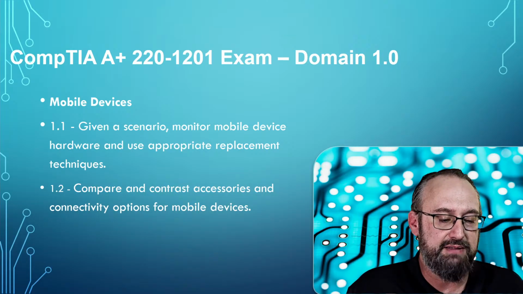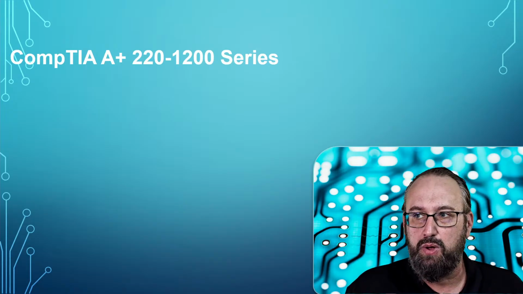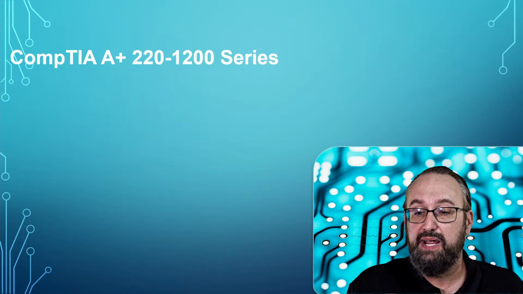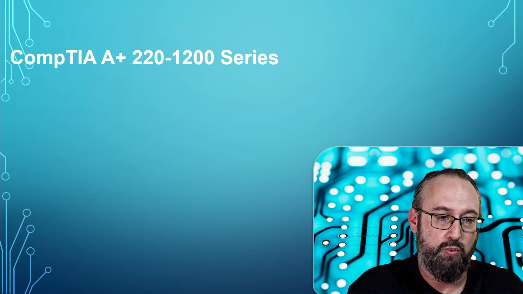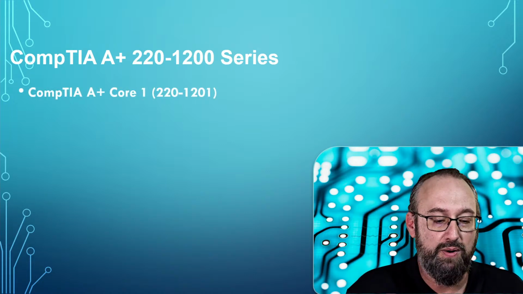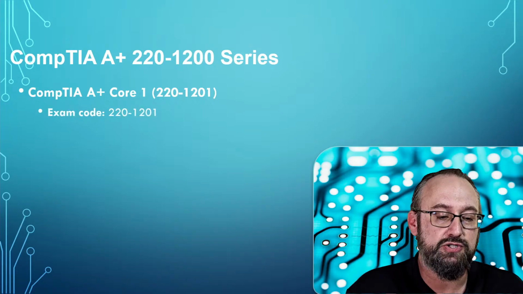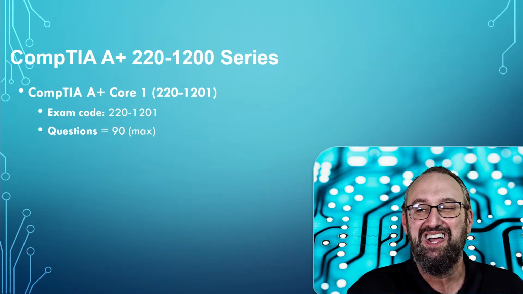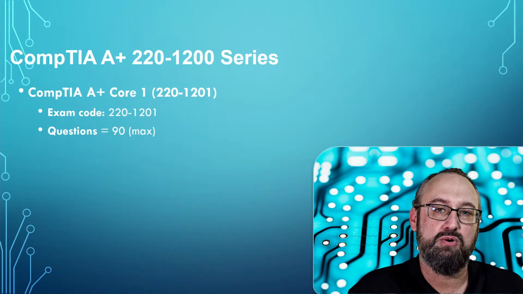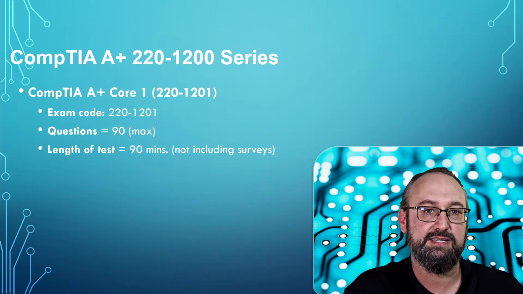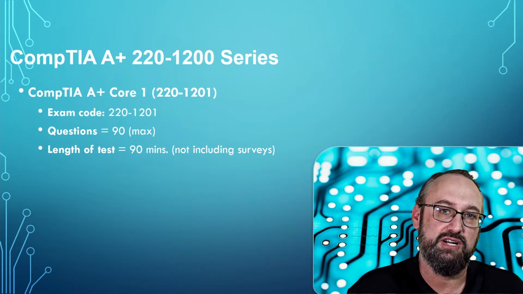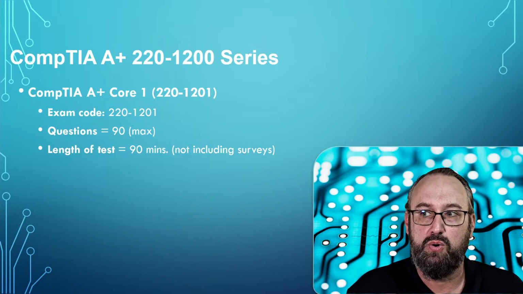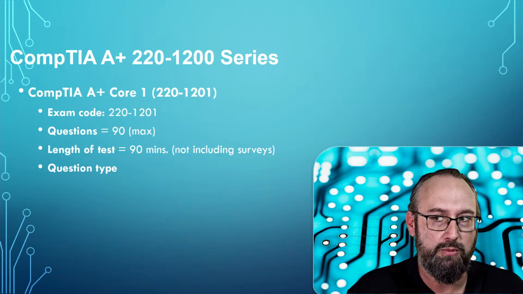Prior to us leaving, I do have one more slide that I want to go over with you, and that is the exam itself. When we look at the exam itself, what are you facing? With that A+ Core 1 220-1201 exam, your exam code is, well, 220-1201. Your questions are going to be 90 questions max. The length of the test is 90 minutes. That doesn't include the surveys at the beginning and the end that do not directly affect your test duration as far as what is scorable.